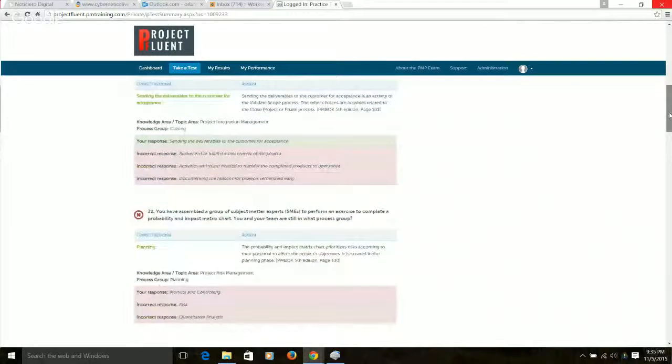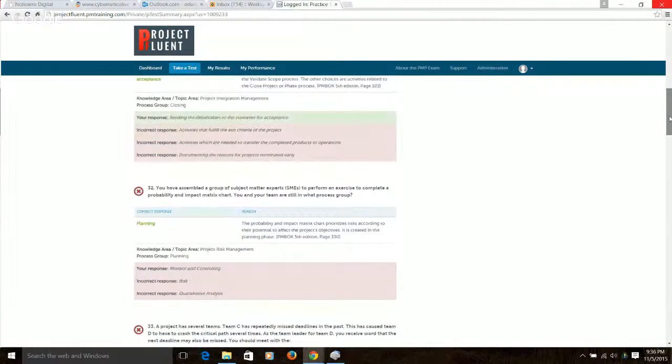Then number 32, you have assembled a group of subject matter experts to perform an exercise to complete a probability and impact matrix chart. You and your team are still in what process group? So we said monitoring and controlling, but it's really planning. When you're completing the probability and impact matrix chart, this prioritizes risk according to their potential to affect the project objectives. This is created in the planning phase.